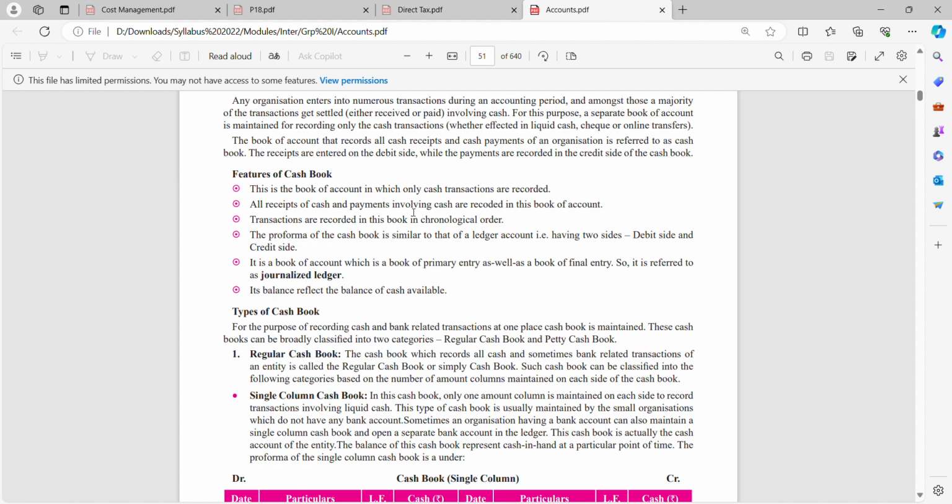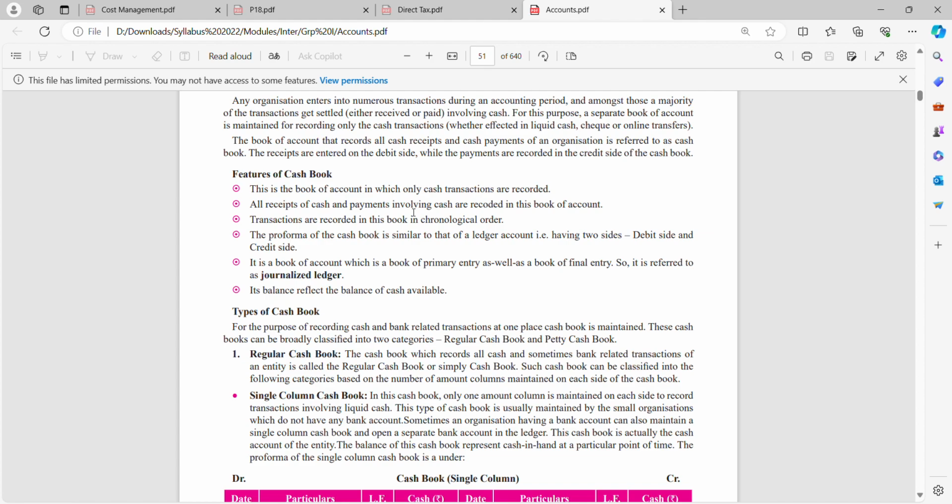Types of cash book. For the purpose of recording cash and bank related transactions at one place, cash book is maintained. These cash books can be broadly classified into two categories: regular cash book and petty cash book. Regular cash book: the cash book which records all cash and sometimes bank related transactions of an entity is called regular cash book or simply cash book. Such cash book can be classified into the following categories based on the number of amount columns maintained on each side of the cash book.